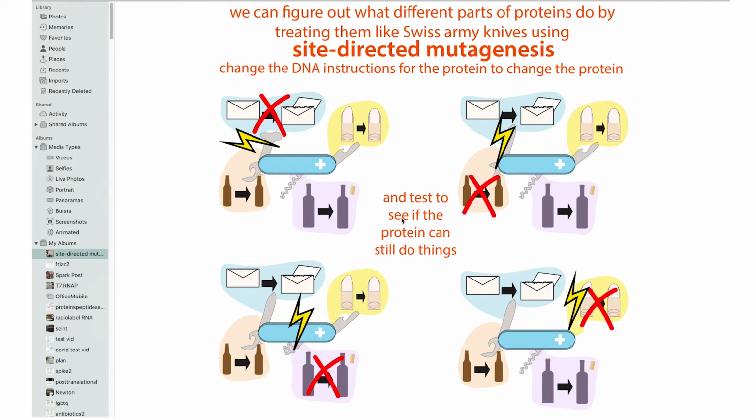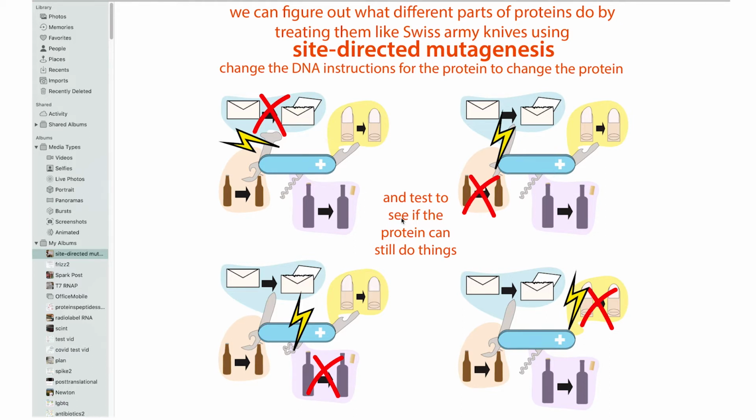Sometimes the changes that we make are smaller, like changing a single protein letter to see if that letter is really crucial. We'll talk more about these things, but those are some examples of why you might want to do this.